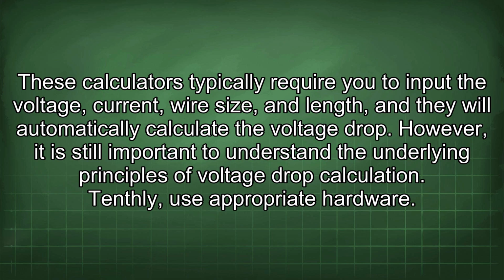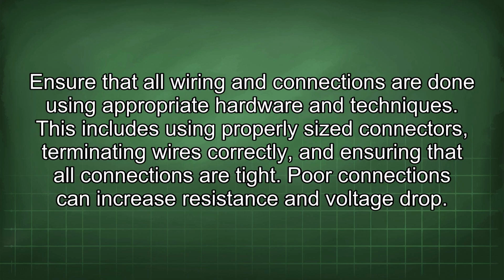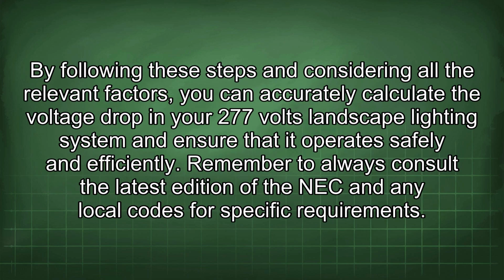Tenthly, use appropriate hardware. Ensure that all wiring and connections are done using appropriate hardware and techniques. This includes using properly sized connectors, terminating wires correctly, and ensuring that all connections are tight. Poor connections can increase resistance and voltage drop. By following these steps and considering all the relevant factors, you can accurately calculate the voltage drop in your 277 volts landscape lighting system and ensure that it operates safely and efficiently.